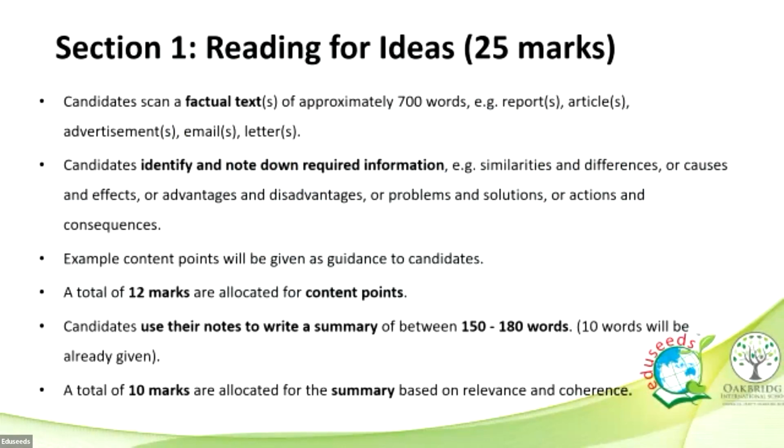So for example, they give you similarities and differences. You need to write 6 similarities and another 6 for differences. Please remember, the example is not included in the marks. You need to provide 6 for similarities and 6 more for differences because the total marks is 12 for content points alone. Candidates can use the notes to write a summary of between 150 to 180 words.